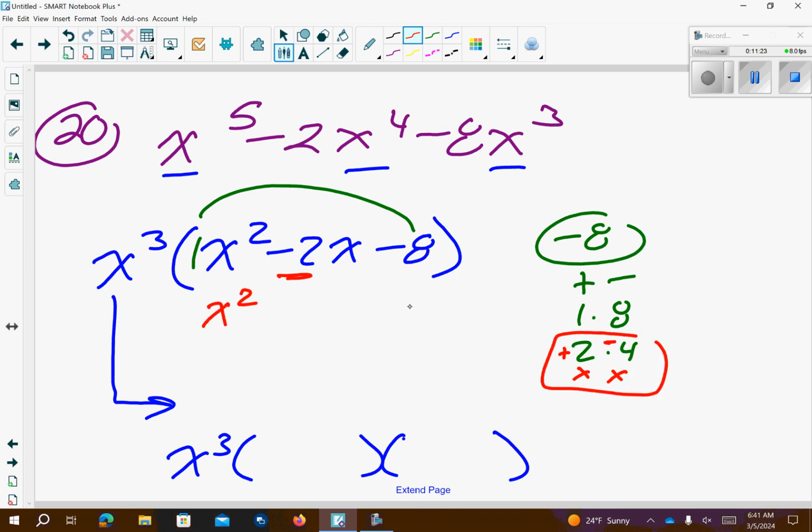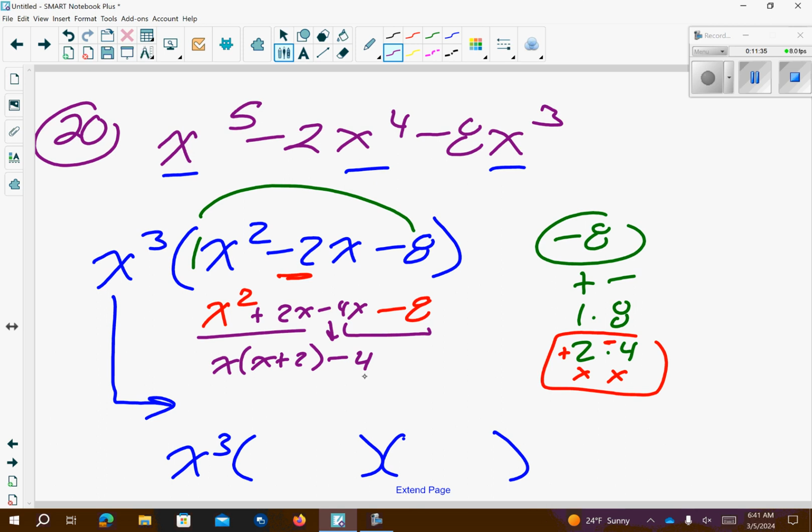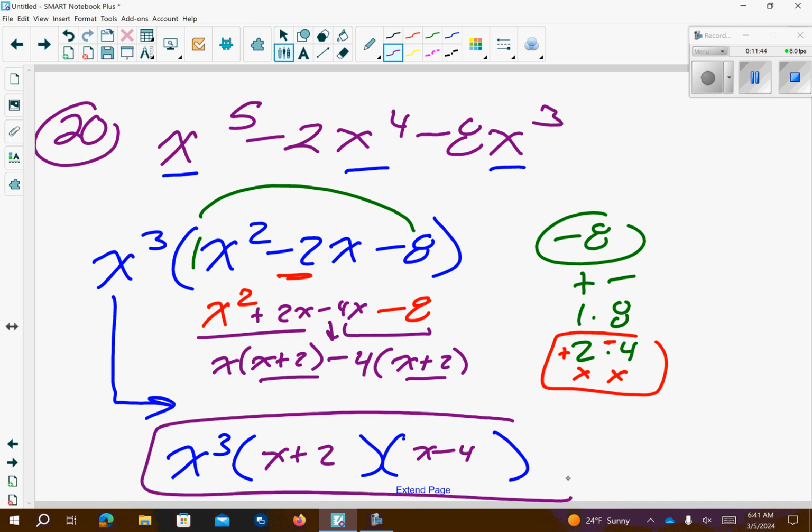So I'm going to get x squared minus 8. I'm going to squeeze in between the two, plus 2x minus 4x. Factor an x out, so I'm left with x plus 2. This negative sign comes down. I can factor a 4 out of both of those, and then those are the same. That's what we want. So x plus 2 and x minus 4. And again, remember I have that x to the third that we brought all the way down.